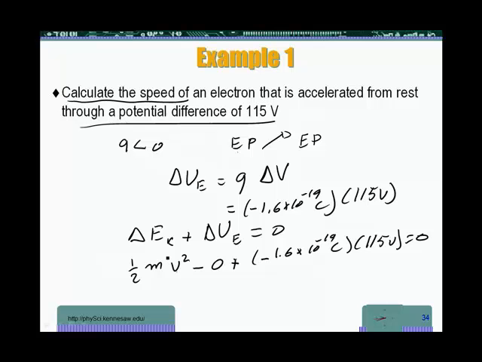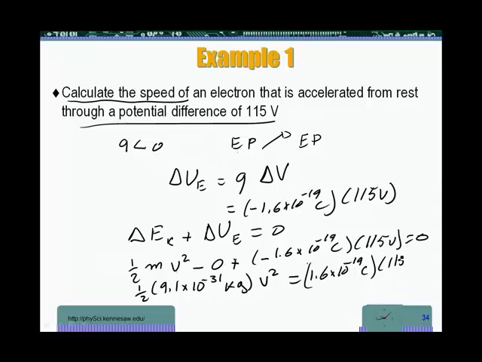The mass of an electron is 9.1 times 10 to the minus 31 kilograms, so we end up with 1/2 times 9.1 times 10 to the minus 31 kilograms times v squared is equal to 1.6 times 10 to the minus 19 coulombs times 115 volts. So I can solve for v squared there. I'm going to use the calculator on the side.